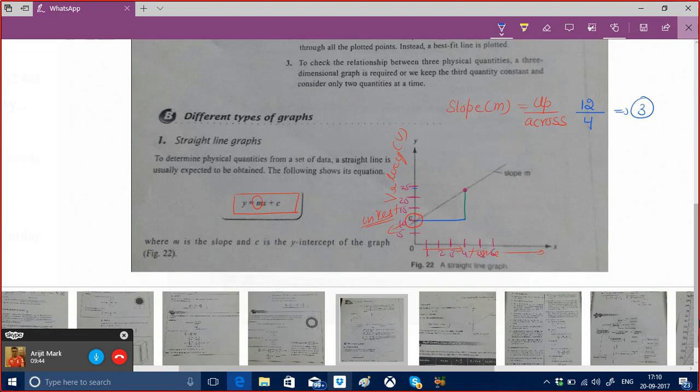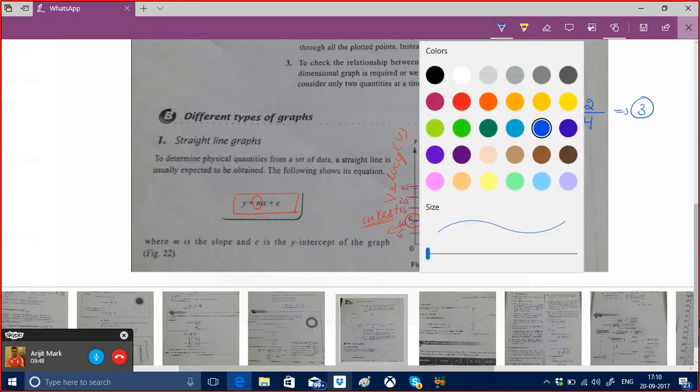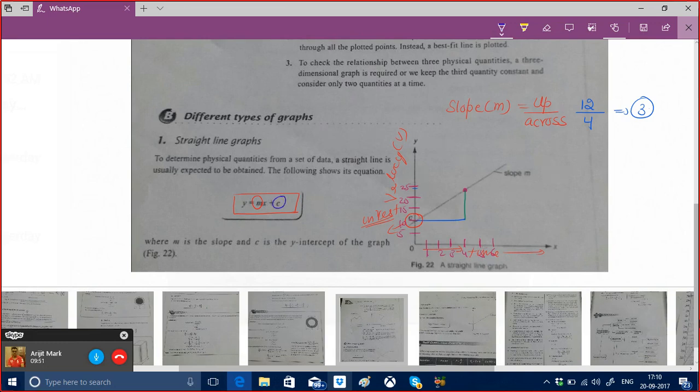And the most important thing, what is your c? c is your intercept. What do you mean by intercept? Intercept means where the straight line cuts either the x or y-axis.